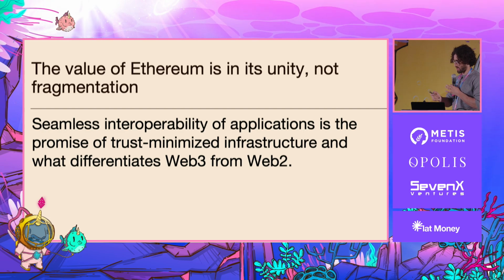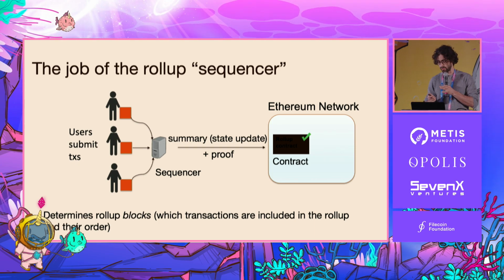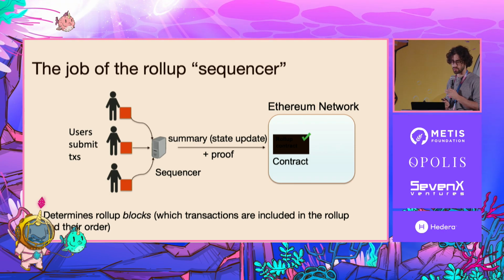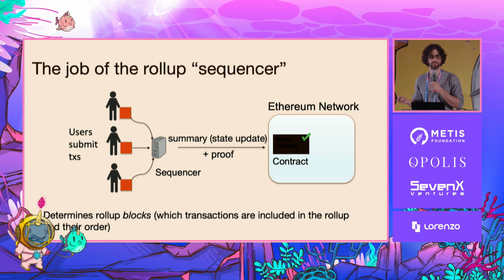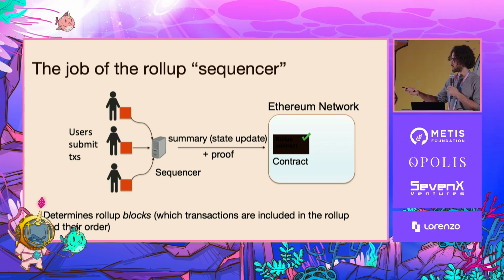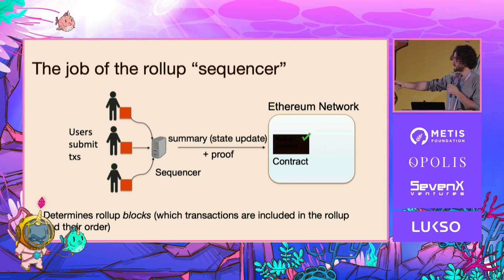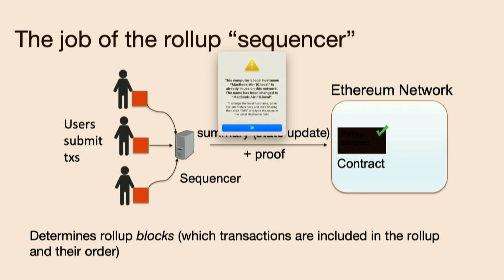So let's take a little look at what the job of the rollup sequencer is and why rollups are running isolated sequencers today that hampers interoperability. So the job of the sequencer is to collect transactions from users and periodically summarize the result of executing those transactions and post it to the Ethereum network. This, in a ZK rollup, would also come with an immediate validity proof, which allows the Ethereum network to verify that the state update is correct. So it determines rollup blocks and which transactions are included in those rollup blocks and their ordering.